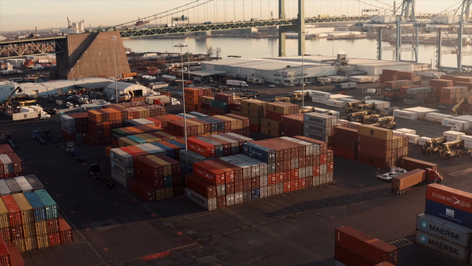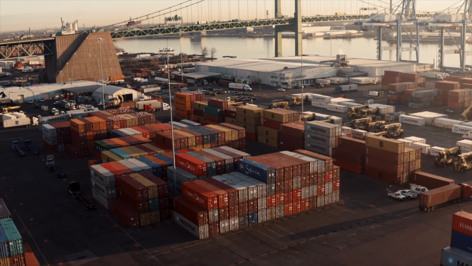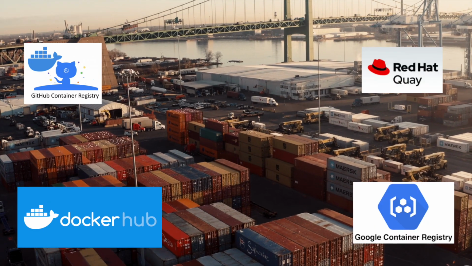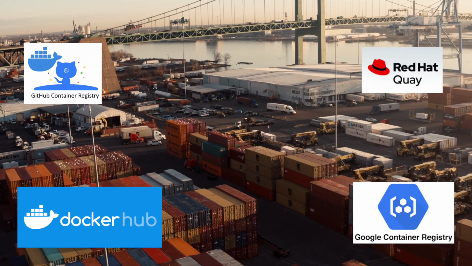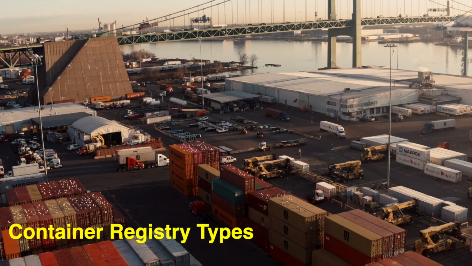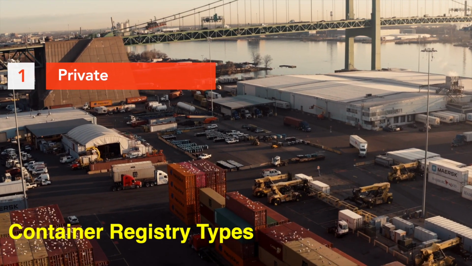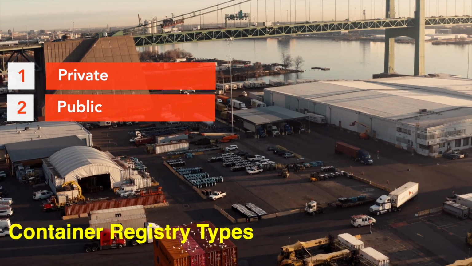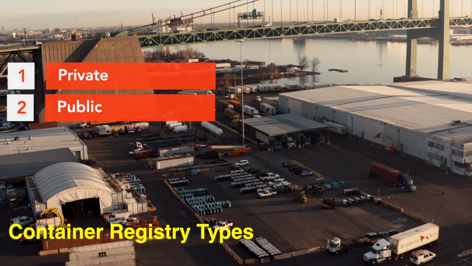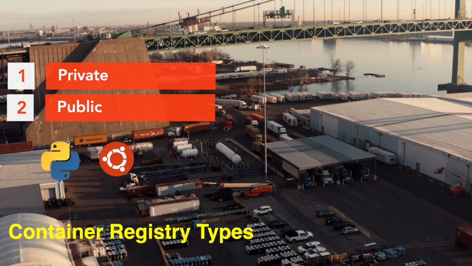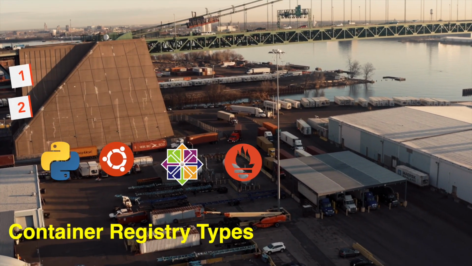Containers basically need to be stored somewhere. So that's where container registries like Docker Hub, GitHub Container Registry, and others come into the picture. There are two types of container registry. One is the private one and the other one is public. Usually companies have their own private registry, and then the public ones are where the common images are stored like Python, Ubuntu, CentOS, and so on.